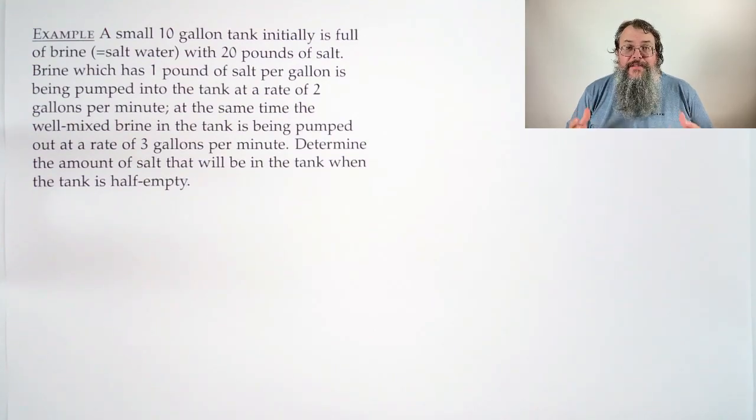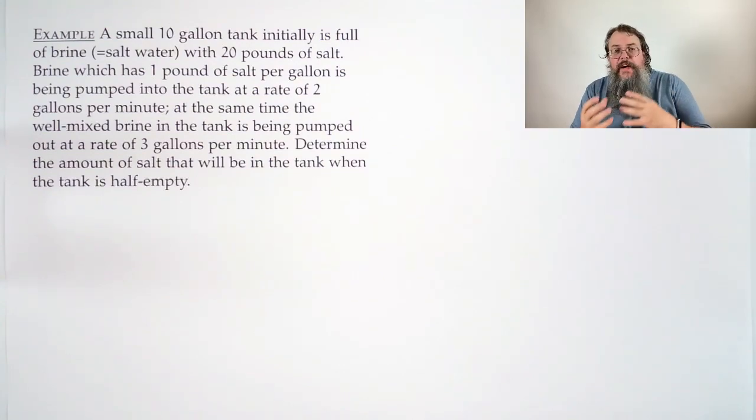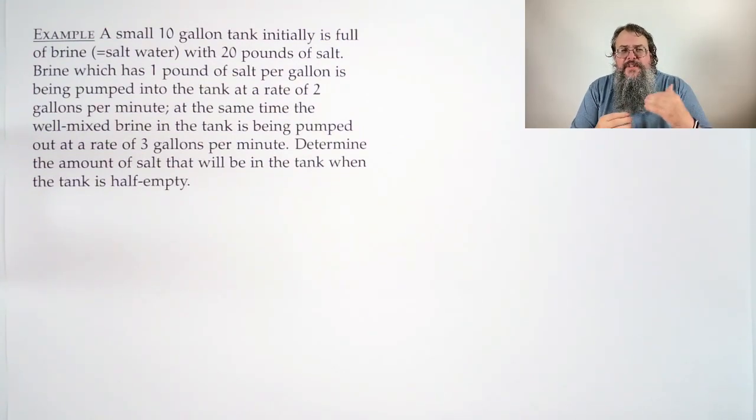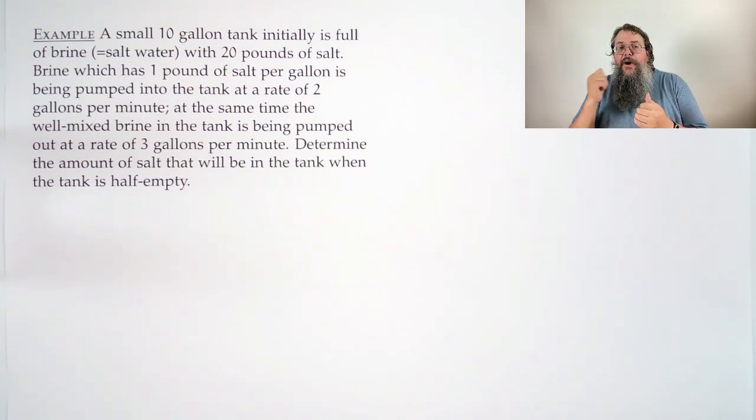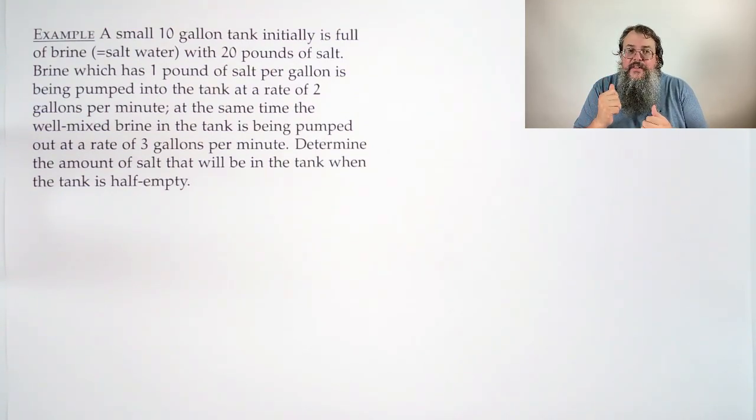Well, let's do another mixing problem. A small 10-gallon tank initially is full of brine, which is salt water, with 20 pounds of salt. Brine, which has 1 pound of salt per gallon, is being pumped into the tank at a rate of 2 gallons per minute. At the same time, the well-mixed brine in the tank is being pumped out at a rate of 3 gallons per minute. Determine the amount of salt that will be in the tank when the tank is half empty.